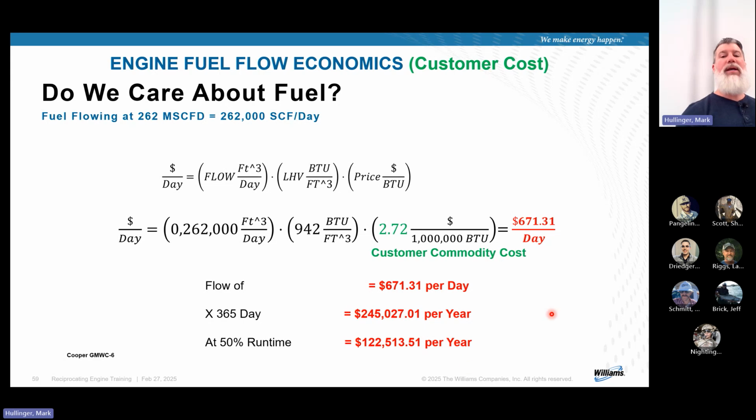So the customer pays us $670 to burn that fuel, whether we're efficient or not, right? So 122,000 a year, they pay for our fuel costs. You guys know that, right? We don't pay for fuel.